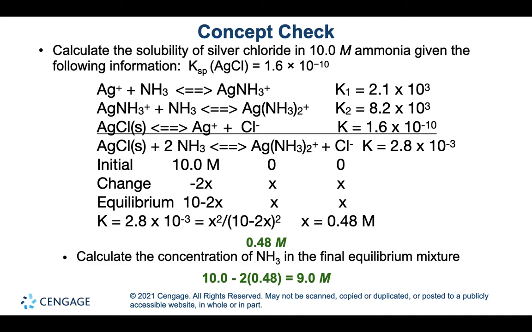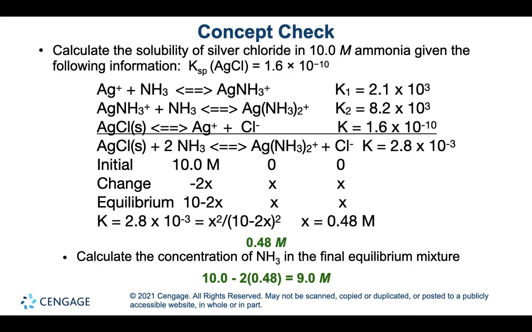So the first formation constant for silver ion with ammonia is 2.1 times 10 to the third. The second formation constant for adding a second ammonia to make the complex ion Ag(NH3)2+ is 8.2 times 10 to the third. The dissolving of silver chloride in water has a Ksp of 1.6 times 10 to the minus 10. Now, if we look at these three reactions added together, you cancel out the Ag+, cancel out the Ag(NH3)+, and nothing else actually cancels out.